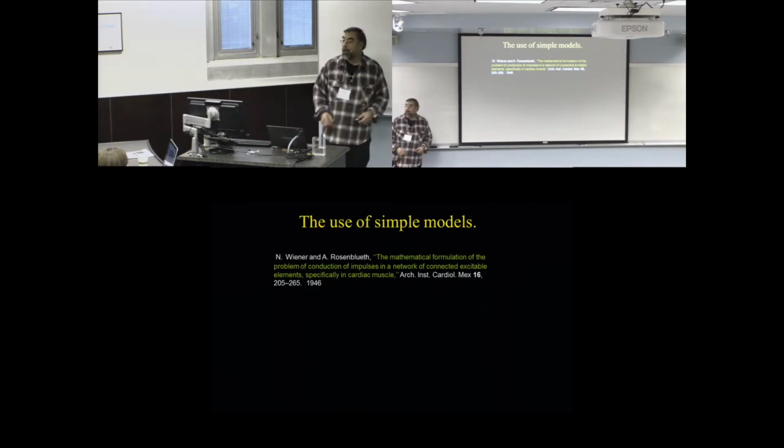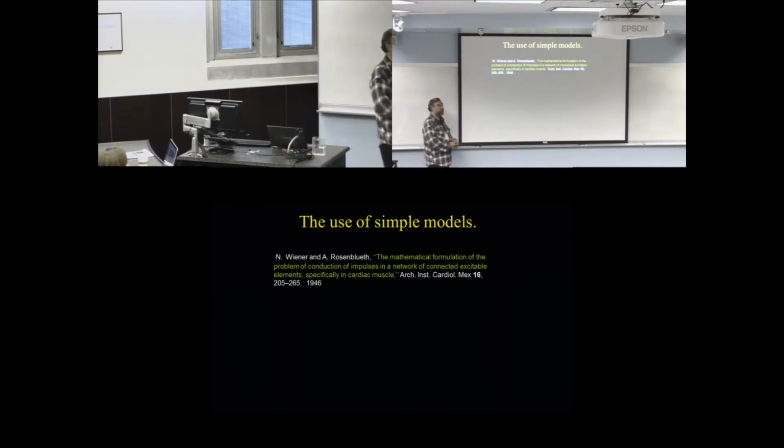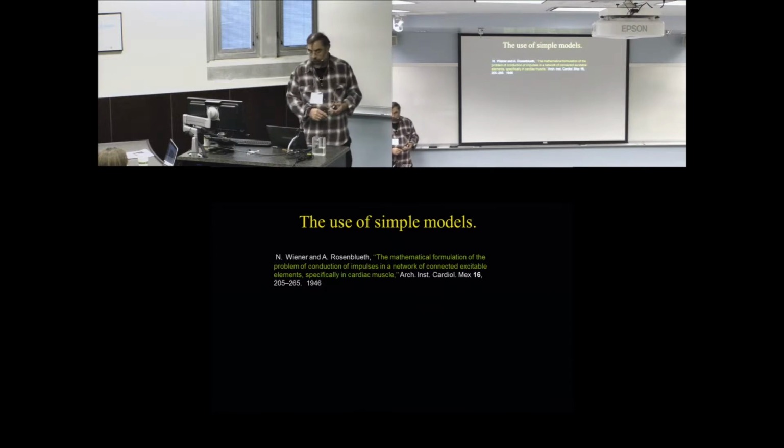Anyway, regarding the use of simpler models, the first simple model of cardiac dynamics was actually produced by Wiener and Rosenbluth in 1946.